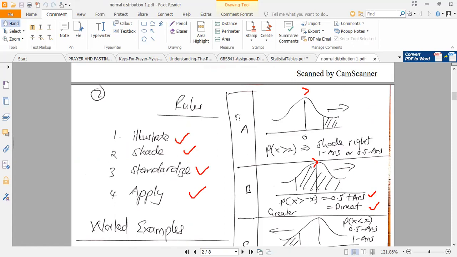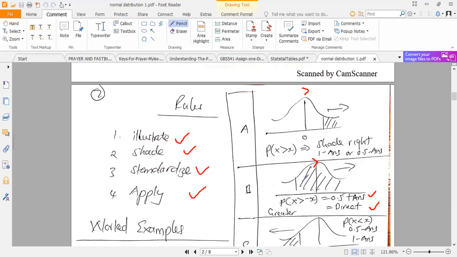So to start with, greater than means shade to the right. Less than means shade to the left. So this table here is telling me 2 things. Number 1, the sign involved here is what? Greater than, because I'm shading to the right. Number 2, this shaded region is smaller than 50%. So the answer I'm going to get, I'm going to subtract from 1 or 0.5, depending on the table I'm using. For now, I'm using the full table. So if this is 30%, I'll subtract 0.3 from 1.